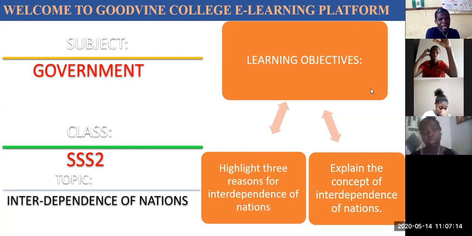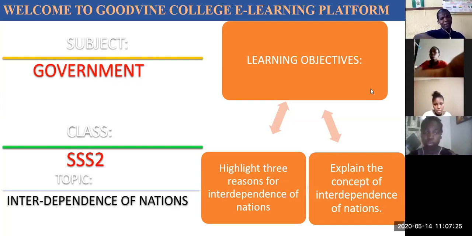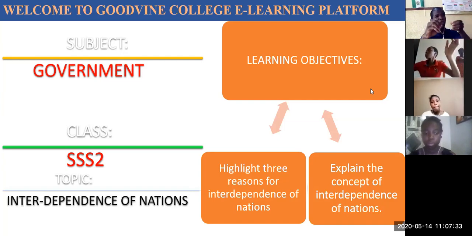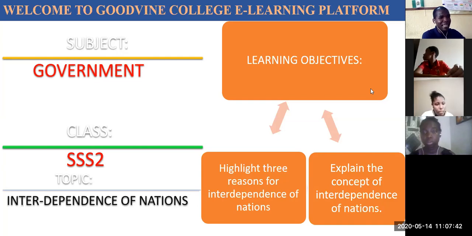Now, when we say interdependence of nations, what comes to your mind? Somebody has told us what dependence means: reliance, relying on someone. But we are not looking at relying on someone here. We're looking at the dependence that has to do with nations in the world. So, who is telling me what that means? What is interdependence of nations?